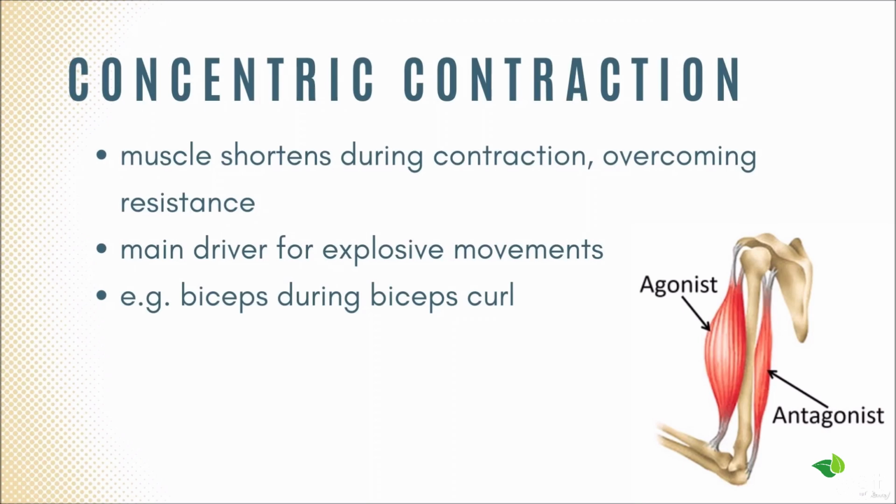During the concentric contraction, the muscle shortens while contracting, and this time actually overcomes a resistance. Concentric contractions are therefore the main driver for all explosive movements. If we're starting from a sprint, if we're jumping up, most of our muscles are working concentrically, they're shortening and trying to be explosive. Now, if you think back to the agonist and the antagonist, during concentric contractions our agonist, in this case our biceps, is contracting concentrically, so it's shortening, and the antagonist is lengthening, so it's working eccentrically.